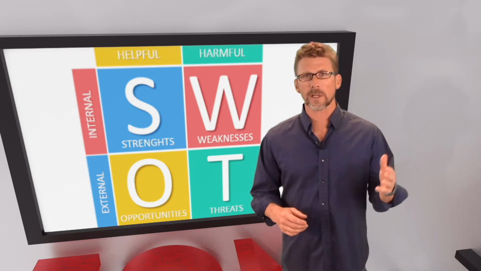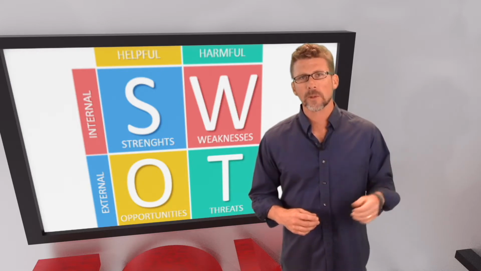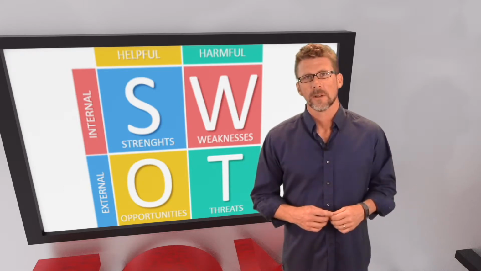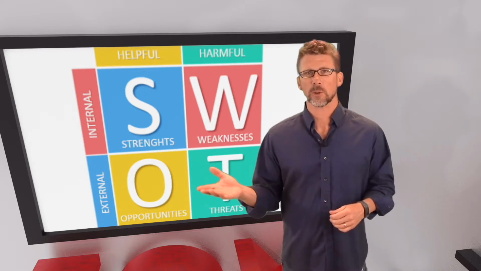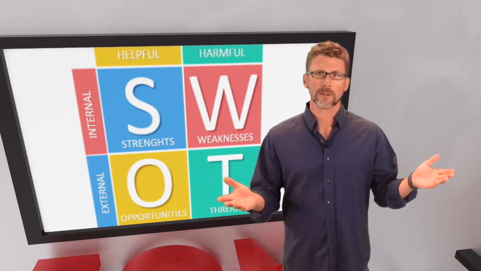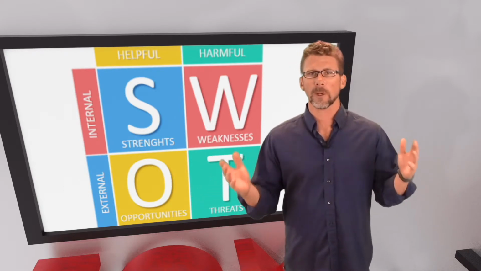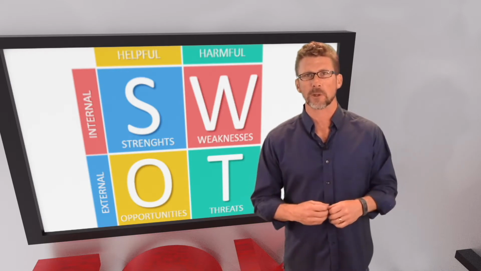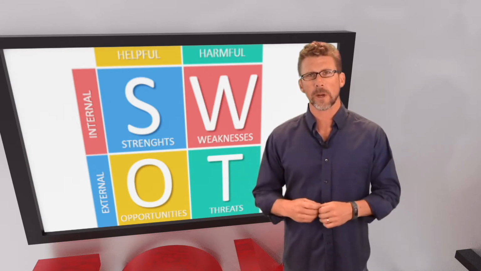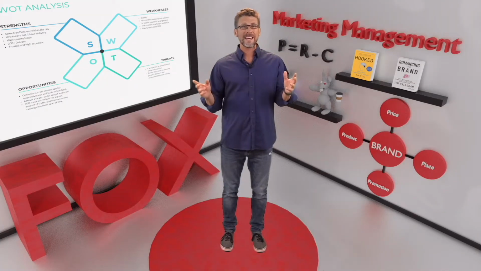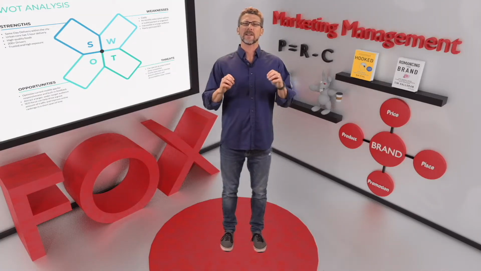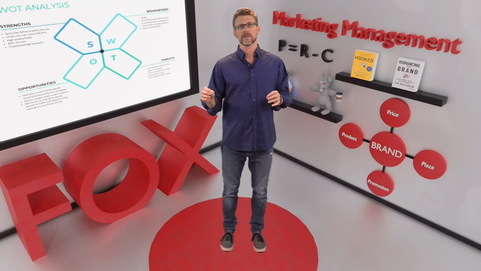And this stands for strengths, weaknesses, opportunities, and threats. Now, strengths are obviously the things that you do well, and weaknesses are the things that you don't do well. For example, your company may be really good at manufacturing or producing things, but not very great at selling them. The key to strengths and weaknesses is that they are relative to competitors.